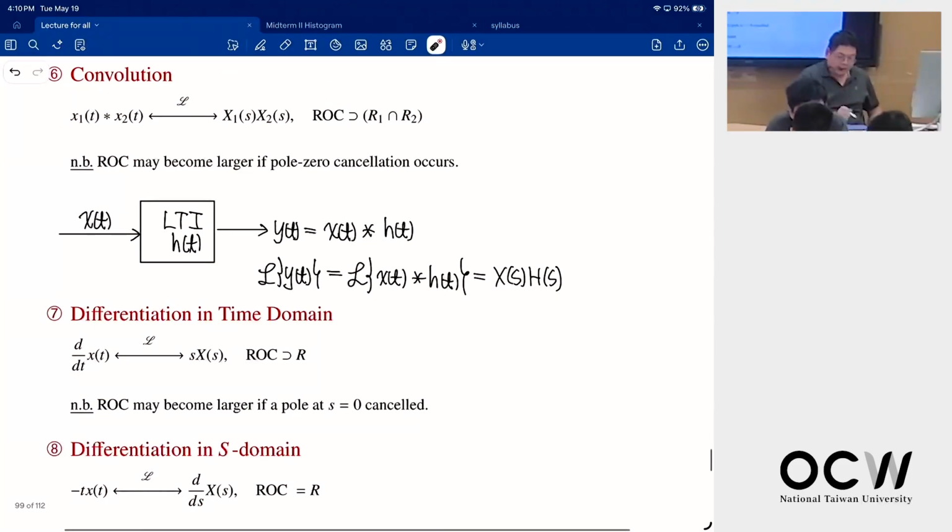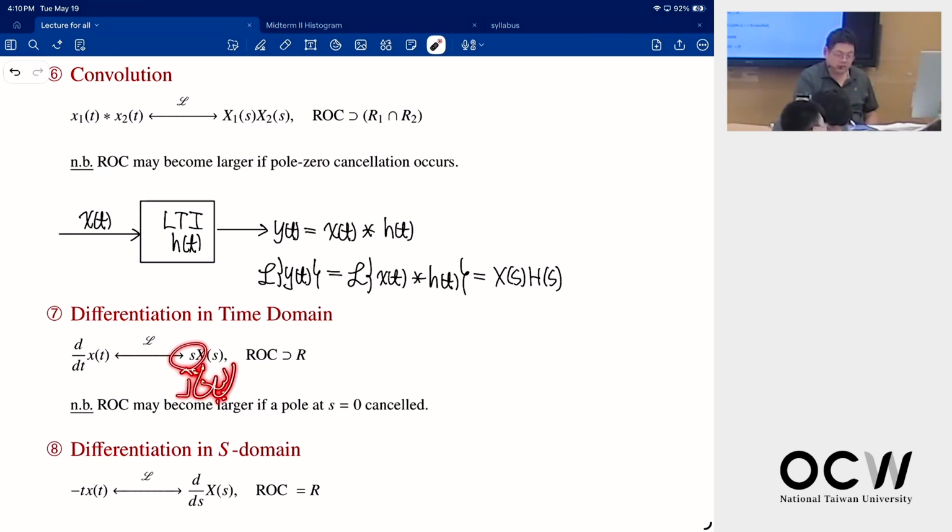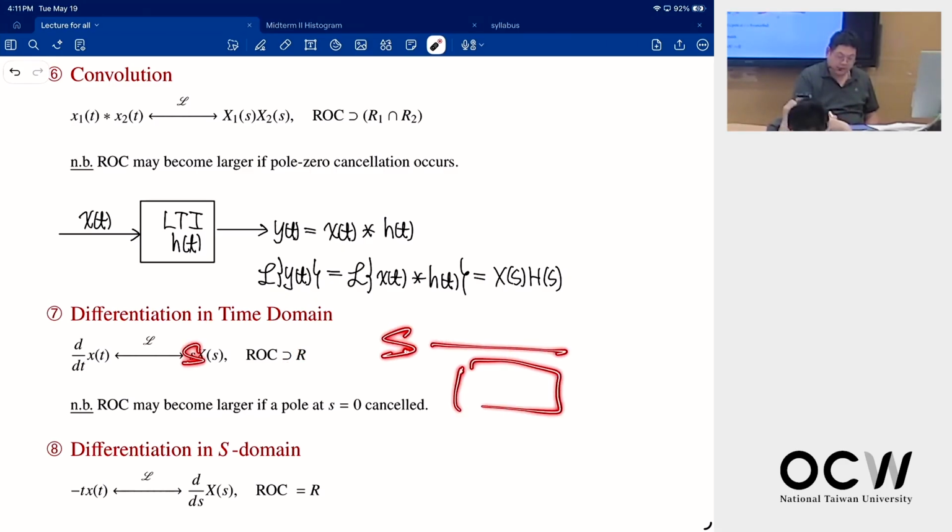Next, let's see the differentiation in time domain. If I take the derivative in time domain, then similarly in S domain I multiply by S. Remember, for the Fourier transform I multiply by j omega. Here I multiply by S. And then the region of convergence could be greater than the original one, because each time I multiply by s, if the denominator has s, then I cancel it out. So if a pole at s equals 0 is cancelled, then my region of convergence becomes larger.